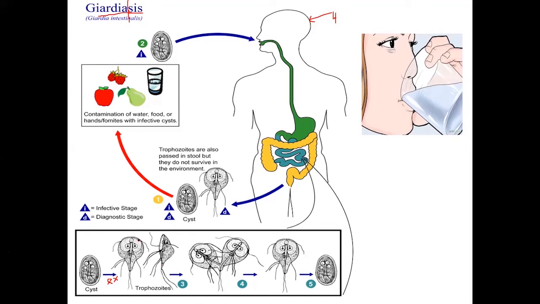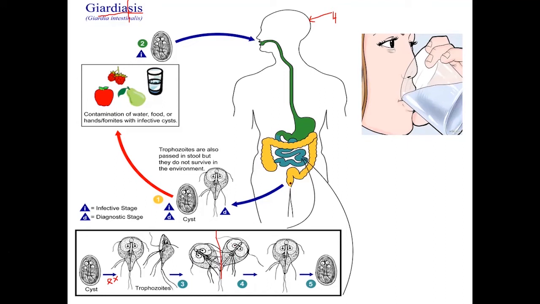Already I told you they have a ventral sucker disc. With this ventral sucker disc, they can adhere to the mucosa of the intestine, so they can get nutrition. In the intestine area, they can reproduce asexually, by longitudinal binary fission. At this point, we can see the disease symptoms. Later, I will tell you what the disease symptoms are.